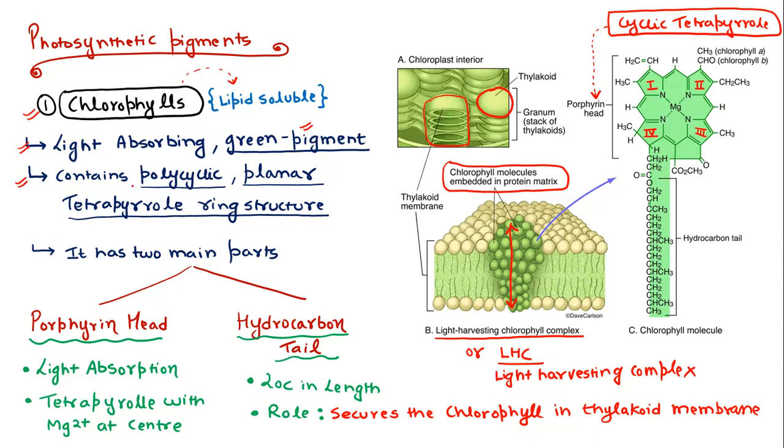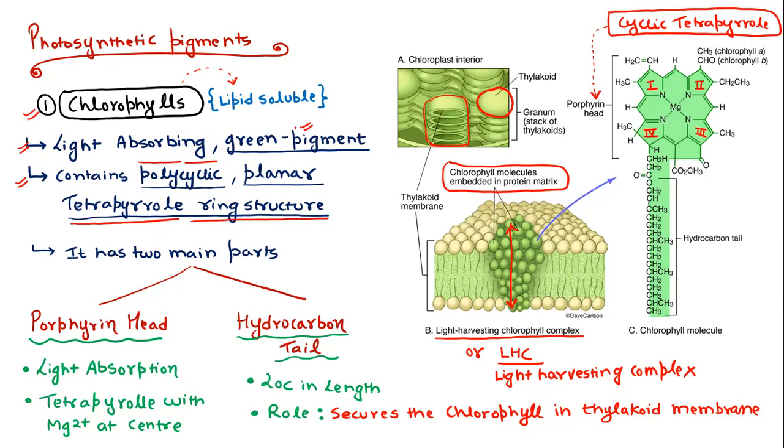The next thing says that it is polycyclic. Poly means multiple, and cyclic means ring-like structure. So you can see that there are multiple cyclic rings in the structure. It is polycyclic, planar, meaning it lies in the plane of the paper, and tetrapyrrole. So it's a polycyclic planar tetrapyrrole ring structure.